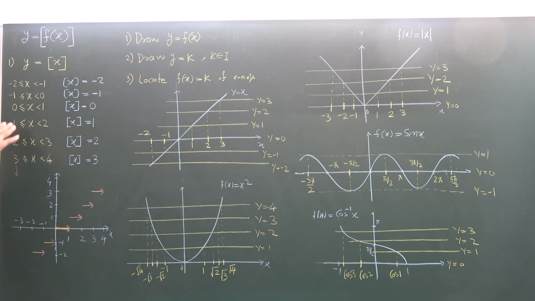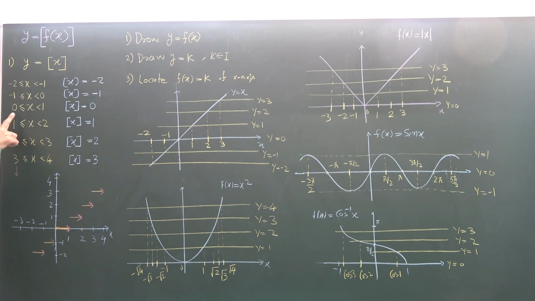Suppose my x lies between 0 to 1, then corresponding to this x, the greatest integer of x is 0. If x belongs to 1 to 2, then the greatest integer of x is 1. If my x belongs to 2 to 3, the greatest integer of x is 2. And for the next range, the greatest integer is 3. If my x belongs to -1 to 0, then the greatest integer of x is -1. If x belongs to -2 to -1, the greatest integer of x is -2. So for a certain domain of x, I am getting perfect integers. Corresponding to these domains, I am getting certain integer values.